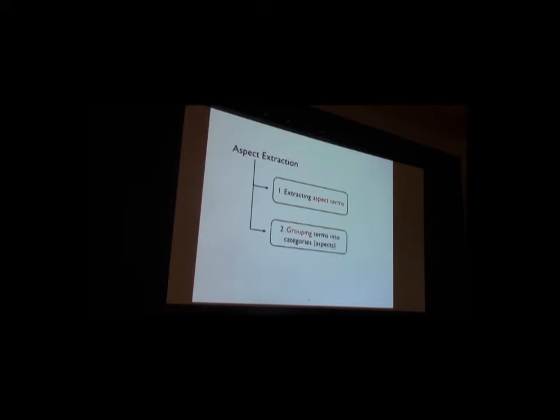And the next step is to group terms with similar meanings into categories, where each category represents a single aspect. For instance, given a restaurant review corpus, we can group food-related or staff-related or ambience-related terms into separate aspects. An aspect is basically a cluster of similar words or terms, and according to the terms in each aspect, a label could be manually assigned.